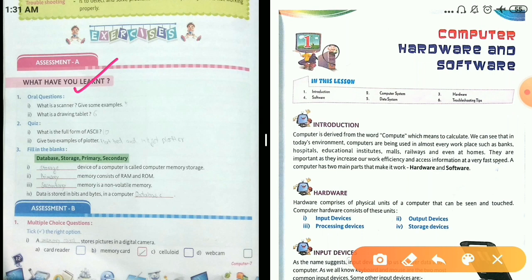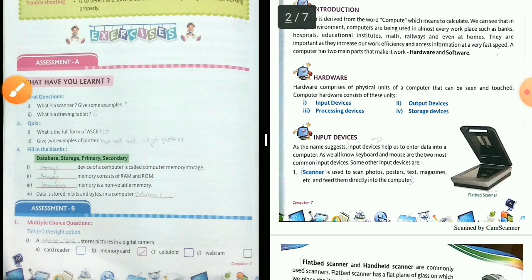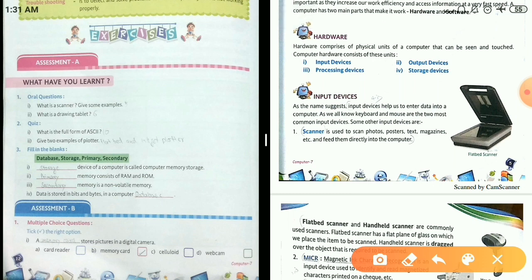For oral question number 1, please turn to your page number 5. See over here, we have this one. Scanner is used to scan photos, posters, text, magazines, etc. and feed them directly into the computer. Yes, up to the computer you have to write down for the first part, and for give some examples you have to write down flatbed scanner as well as handheld scanner. Only the names you need to mention. Firstly these two lines, and then afterwards only these two names you have to mention for the first question.